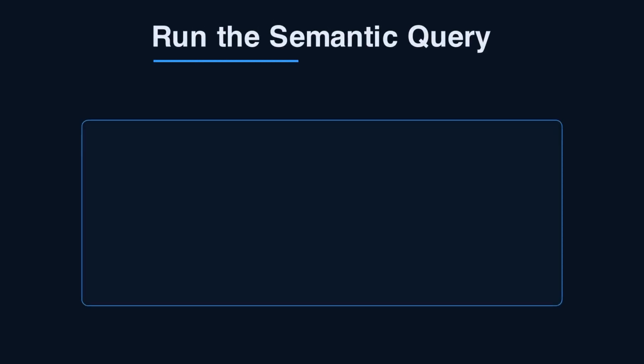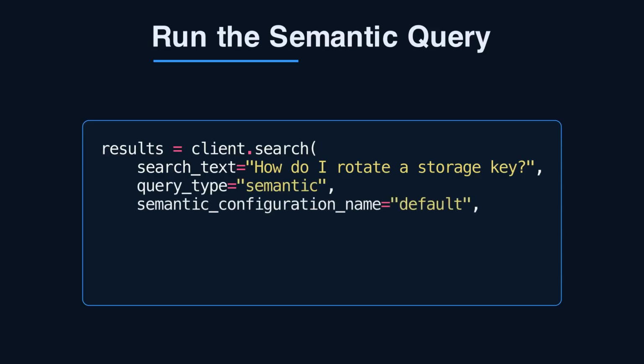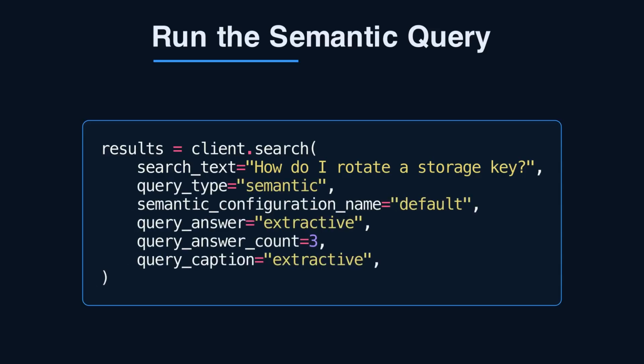Now the query itself. Set query type to semantic and name your configuration. Request extractive answers and pick a count. The same call returns captions with highlight markers. Keep the search text as a plain question.